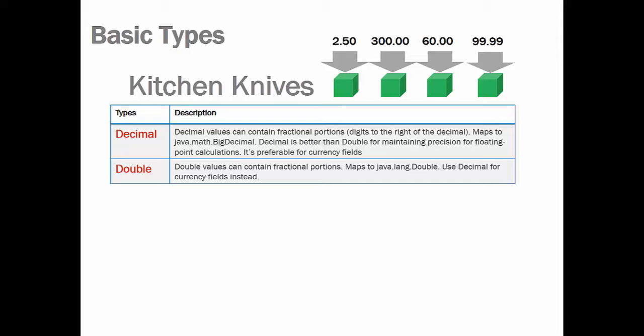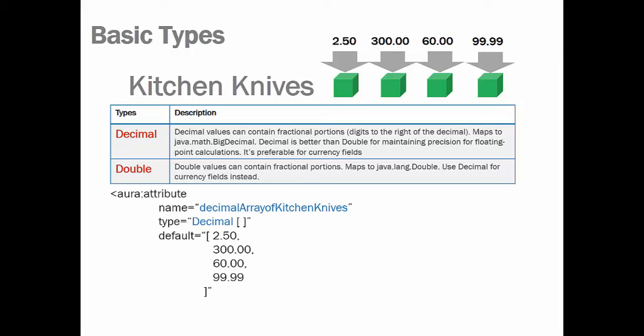And it could be anything, but I'm using currency in this example. Okay, so let's see this. How are we going to write this out? Start off with the Aura attribute tag, the open tag. The name is a decimal array of kitchen knives. You guys are catching on now. Decimal array of kitchen knives. The type is decimal. The default values.